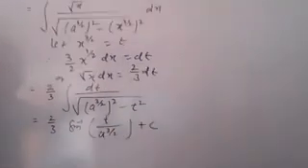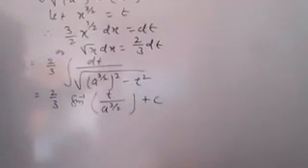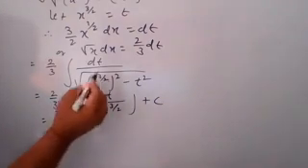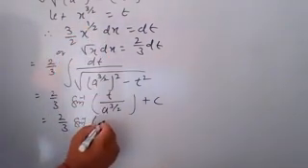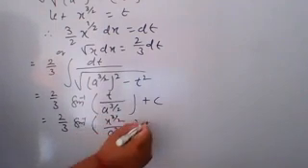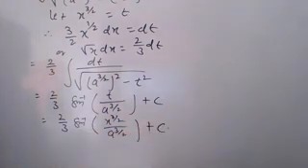Now putting the value of t, you have your answer. So 2 by 3 sine inverse, and the value of t is x to the power 3 by 2, so you write here x to the power 3 by 2 upon a to the power 3 by 2 plus c is your answer. Clear, beta? Yes, sir. Okay. Now you write next question.